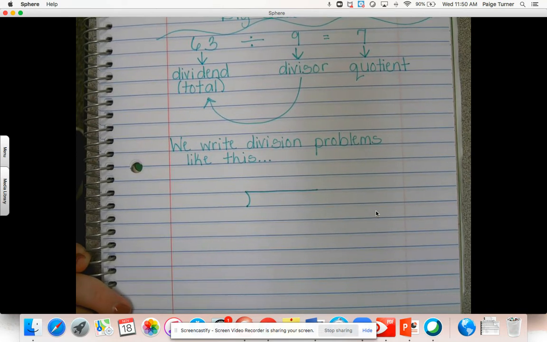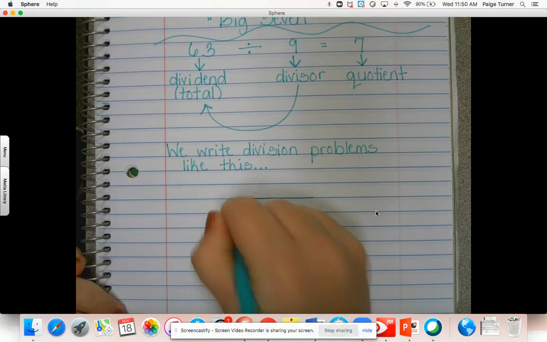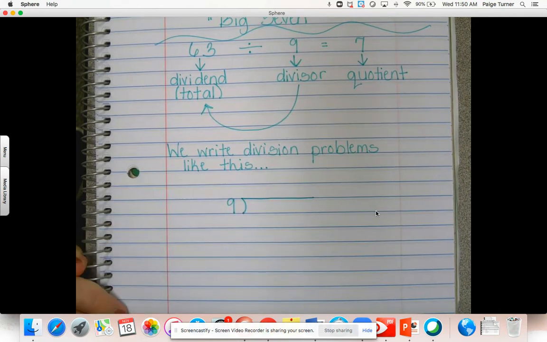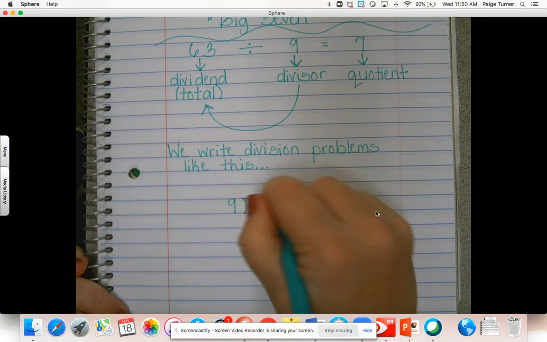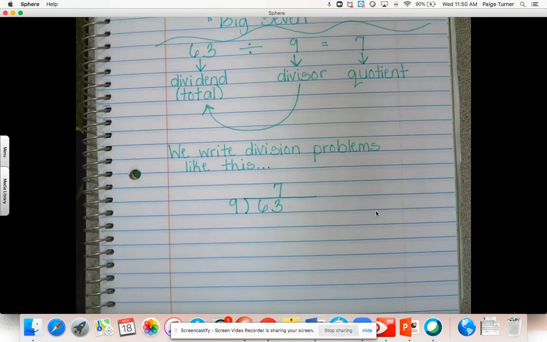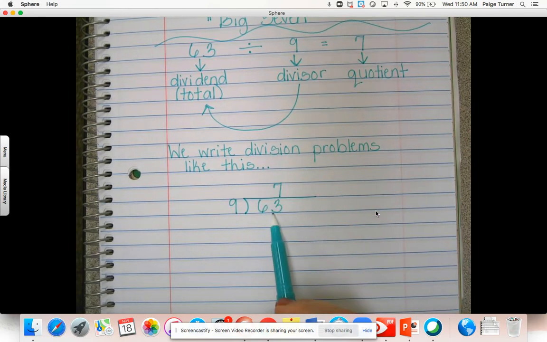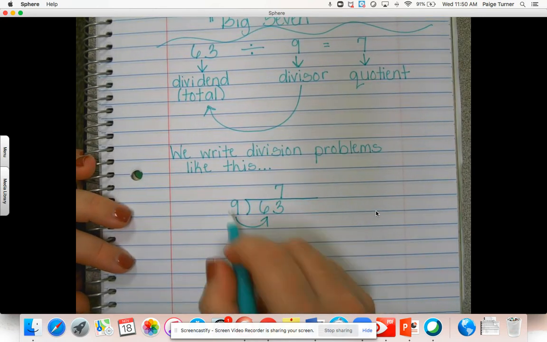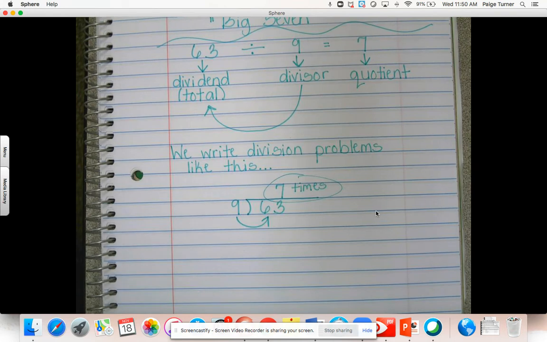Okay. Now our divisor, which in 63 divided by 9 equals 7, our divisor goes on the outside. Okay, goes on the outside. Our dividend, which in that example, our total was 63, goes on the inside. And then our quotient, which was our answer to the division problem, goes on top. So when you read this, even though the 9 is probably the first number that your eyes come to, we actually read this as 63 divided by 9 equals 7. So again, we're wanting to know how many times will this 9 go into 63? Well, 9 will go into 63 7 times. So that's your answer. That is your quotient.